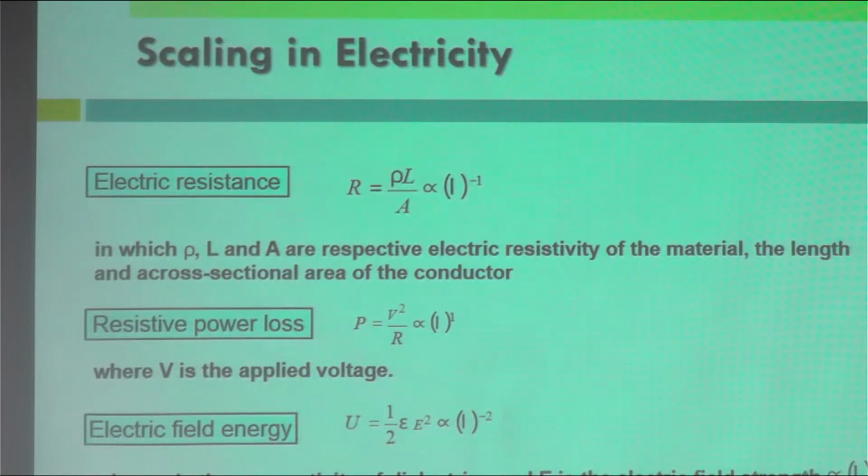Okay. Then permittivity is the permittivity of the dielectric, is reduced by 10 times, and the ratio of power loss available is reduced by 100 times. So that is the scaling of electricity if we scale down the dimension.